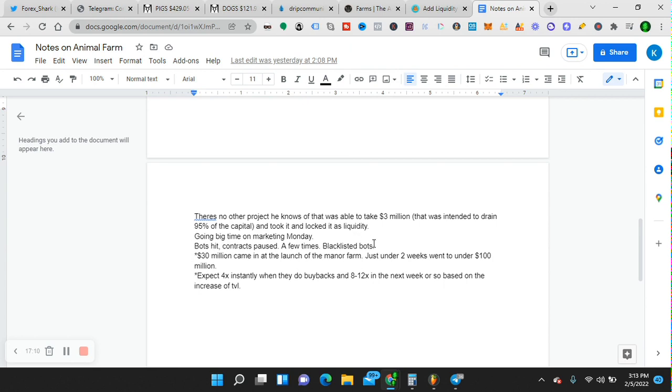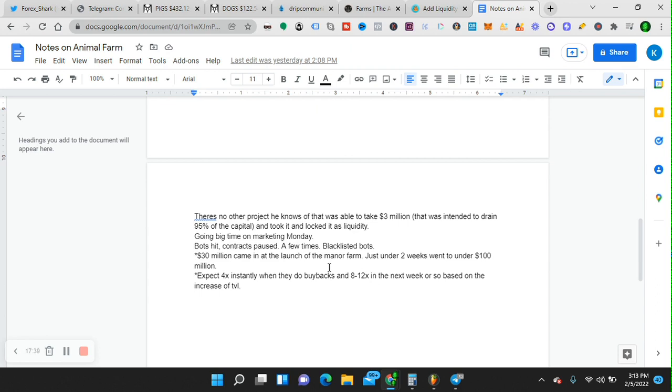Bots hit. Contracts were paused a few times. He blacklisted the bots. $30 million came in at the launch of the Manor Farm. Just under 2 weeks, it went to under $100 million. Look at this. $300 million came in on day one of the animal farm. That is 10 times the TVL in one day. Okay? So that tells you the potential of the animal farm.